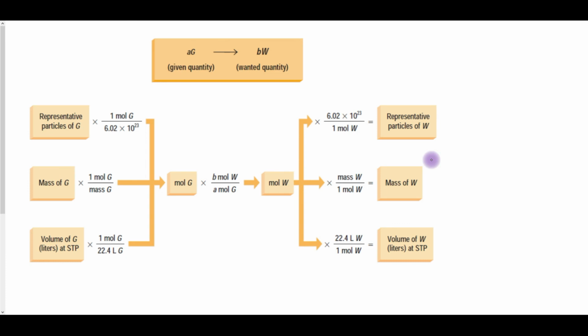This is a summary of everything we've learned so far about stoichiometry. We have a given value, and we want something that's a different species. That means we have to use the mole ratio. We can start off with atoms or molecules, particles, and use Avogadro's number. We would have moles. We could use the mole ratio, and then we can end up with particles, mass, or volume. You have to read the question carefully to decide what conversion factors you will use.